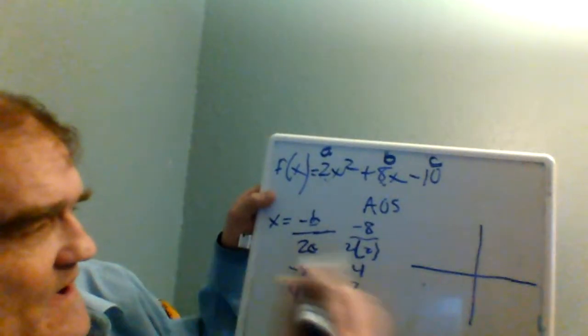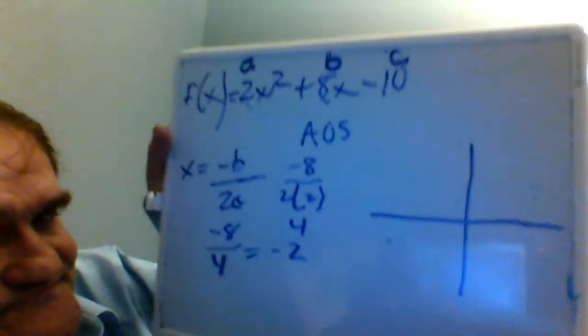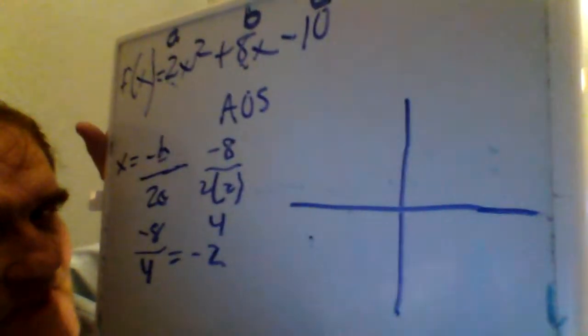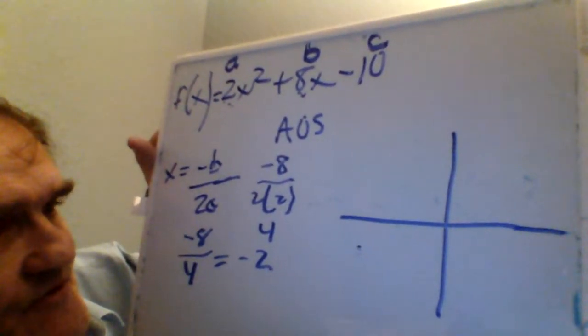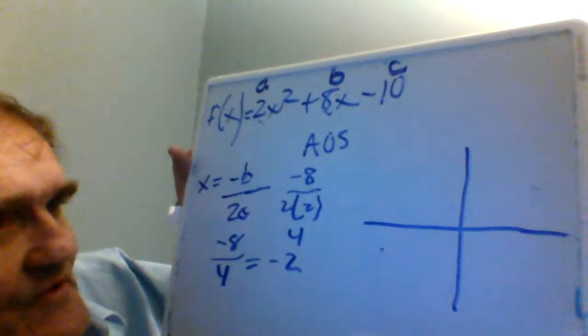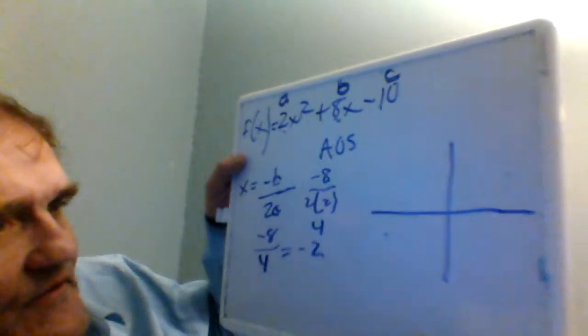So your very first step, you're going to find that your axis of symmetry, which has been found by x equals negative b over 2a, is going to be negative 2. Now, what do I do with that? I find x. X is going to be right here.